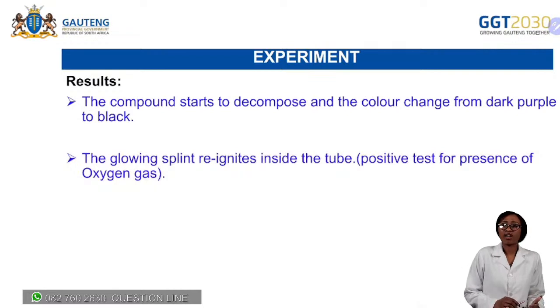Why do we use a glowing splint to show a positive test for oxygen gas? You see, when you make a fire and the wooden blocks are just glowing, but there's no flame, what happens when you blow into it? The fire starts. That is the same concept we're using to show that there is a presence of oxygen gas. Whenever we record results, we should also conclude our experiment.